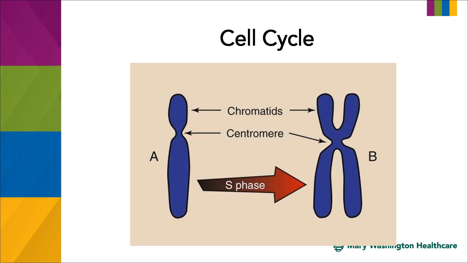So here's the S phase. This is the pre-S phase on the left-hand side at letter A, where there are 2 chromatids attached to a centromere. On the right, we have 4 chromatids attached to the centromere. That's after the S phase.